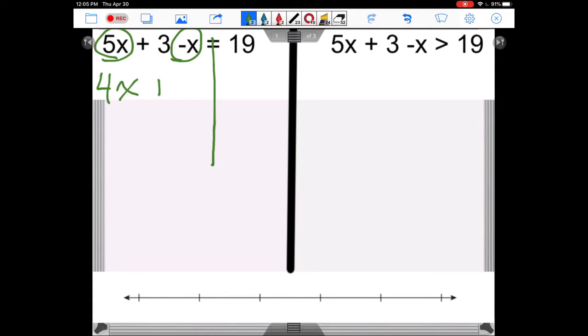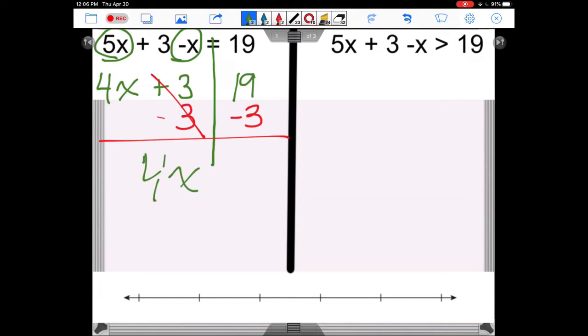Now, we haven't done anything with the plus 3, and we haven't done anything with the 19. But now from here, this ought to look really familiar. It's a two-step equation. So we can subtract 3 from both sides. Positive 3 minus 3 makes 0. And we're left with 4x. 19 minus 3 on the other side makes 16.